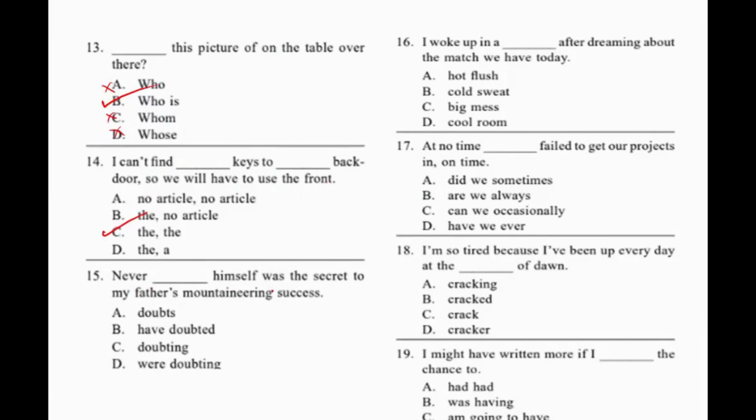Now, never dash himself was the secret to my father's mountaineering success. Never doubting himself, it's a kind of action. Never doubting himself was the secret to my father's mountaineering success. So option C is the correct answer here.